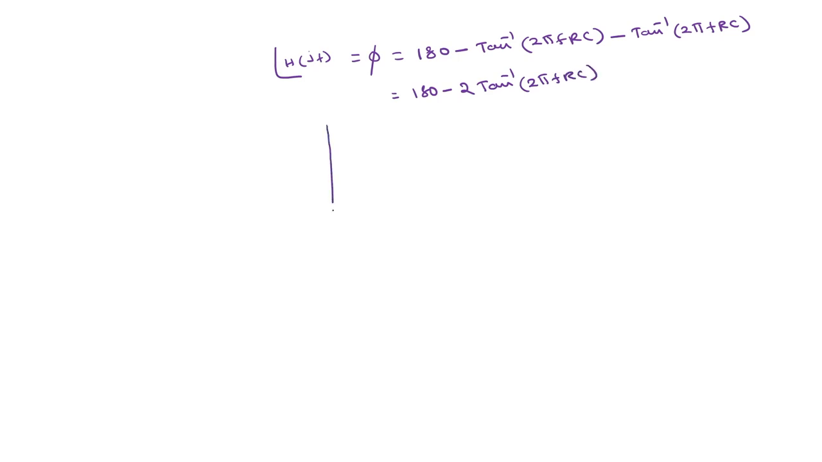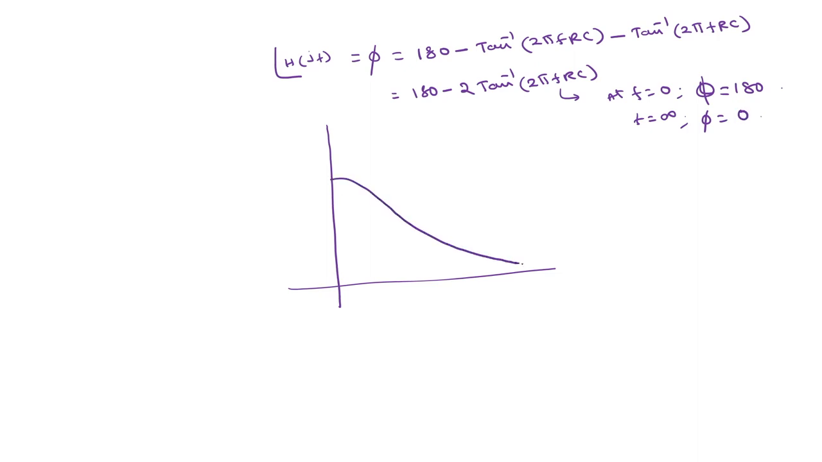So, if I plot this phase angle at f is equal to 0, this phase angle phi is 180 degrees. At f is equal to infinity, tan inverse of infinity is 90 degrees, 2 into 90, 180 get cancelled, phi becomes 0. This will be something like this. This is positive angle, so this is called as phase lead network.